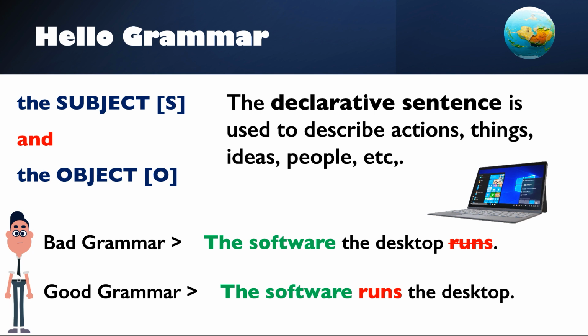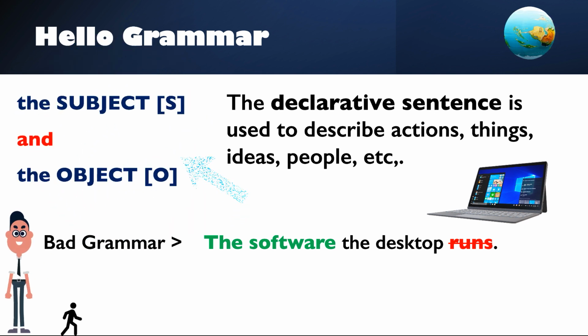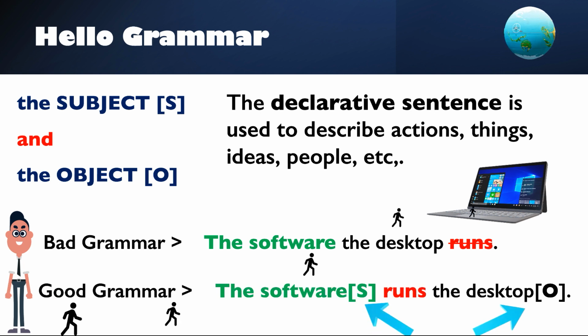And the declarative sentence is used to describe actions, things, ideas, people, and so on. Now, bad grammar: the software the desktop runs. But a good declarative sentence is: the software runs the desktop. Now, this is done by using the subject and object. So let's just change it a bit. Here, the software is the subject, and runs the desktop is the predicate with the object. Now, I've highlighted the software in green. Yonghee, can you add why the software is in green?